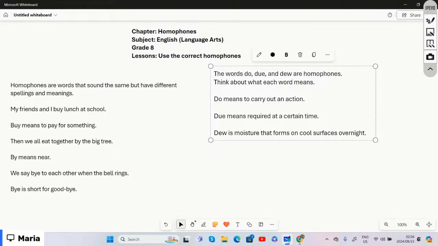All right, so homophones. Homophones are words that sound the same, but they have different spellings and meanings. So that's homophones. They sound the same, but they have different spellings and different meanings.